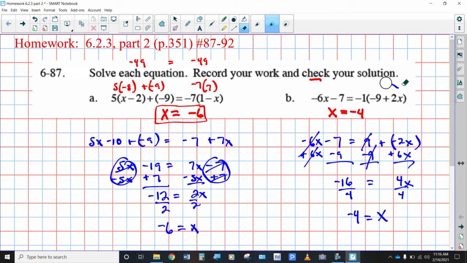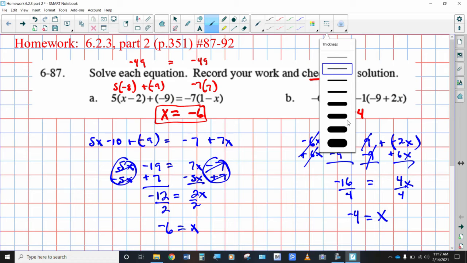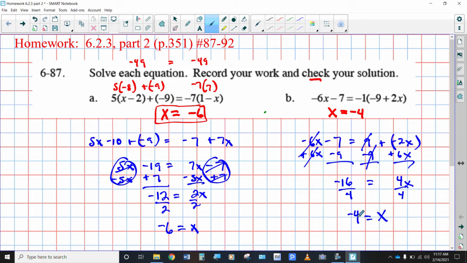So let's check it. Make sure we got everything right. We'll do it in green this time. We think that x is negative 4. So negative 6 and negative 4 make positive 24. Positive 24 minus 7 is equal to 17. On this side, you're going to have negative 9 plus 2 times negative 4 is negative 8. Negative 9 and negative 8 makes negative 17. And when you multiply that times negative 1, a negative 1 times a negative 17 is positive 17. They are equal, which means x is indeed equal to negative 4.